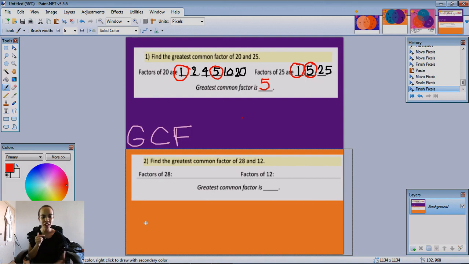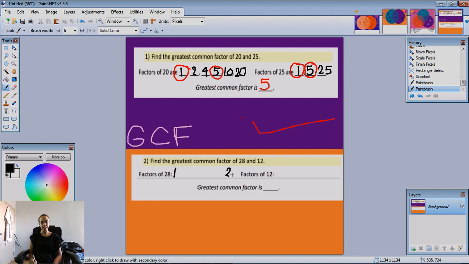We're working at the bottom over here. We're doing number 2 now. It says, find the greatest common factor of 28 and 12. Number 1, we did that one. We're all happy with that. Now we're going to do the same thing, but for 28 and 12. So I know I have 1 and 28.